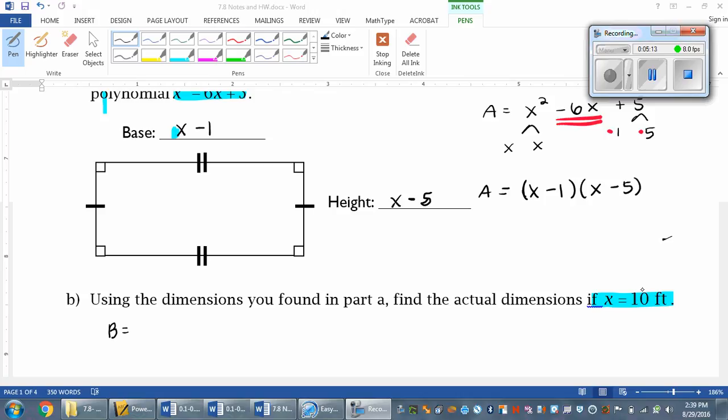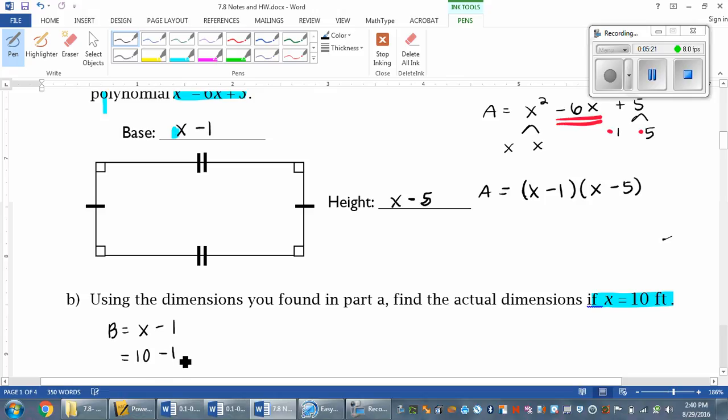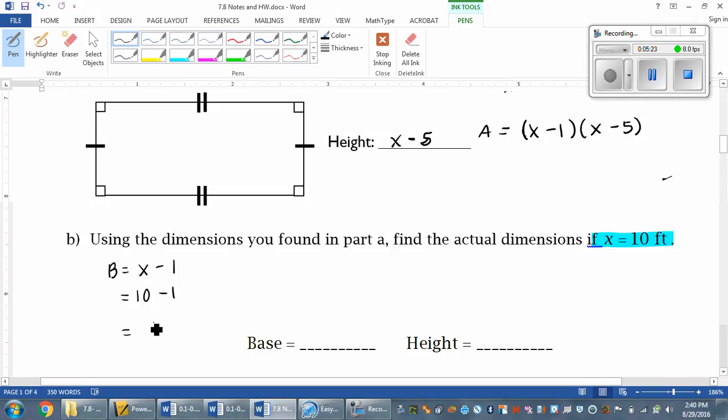All right, so like I was saying, we're going to substitute 10 for the base. So the base was x minus 1. I'm going to substitute 10 for x. So my base is going to equal 9. My units are just going to be feet because that's just a side length. And I'm going to follow the same procedure for the height. Well, the height is x minus 5. Again, x is going to be 10, so I do 10 minus 5, which is 5. So my height is 5 feet.